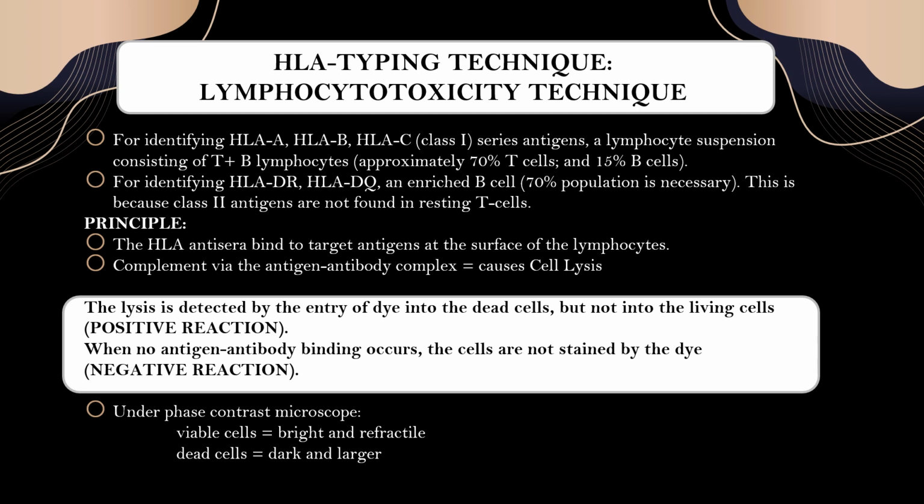When there is an absence of antigen-antibody binding in the procedure, the cells are not stained by the dye, which results in a negative reaction. In phase contrast microscopy, viable cells, or the living cells, will appear bright and refractile, whereas dead cells will appear dark and rather larger in size.